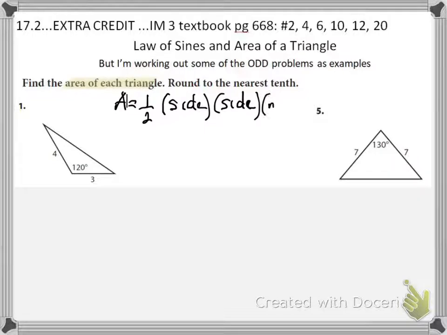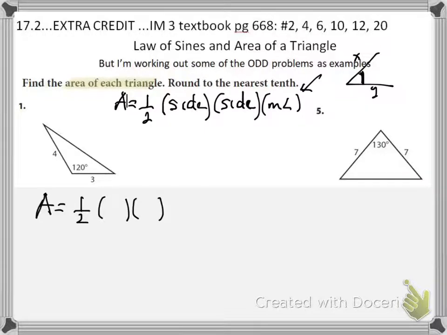times the measure of an angle. That angle has to be the angle that connects the two sides we know. Okay. So in this triangle, I'm going to write the area equals 1/2 times the side times the side times the sine of the angle. And it's never cosine, it's never tangent, it's only sine. This is always sine.